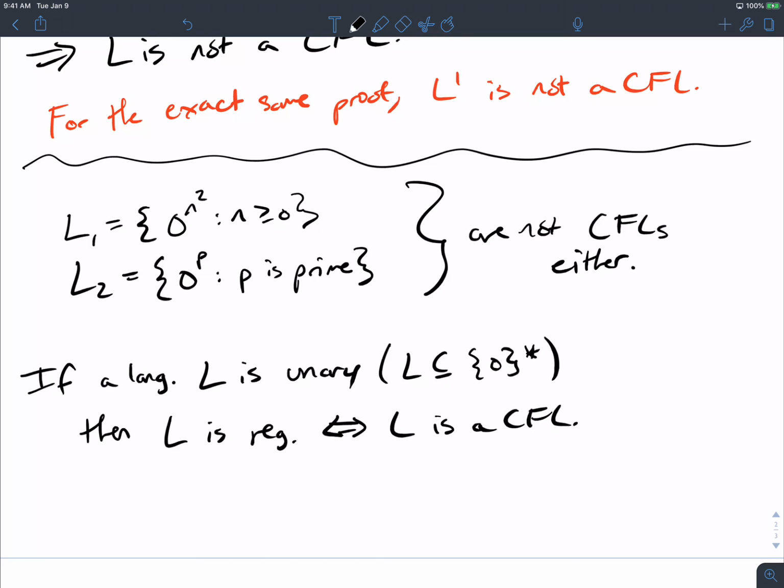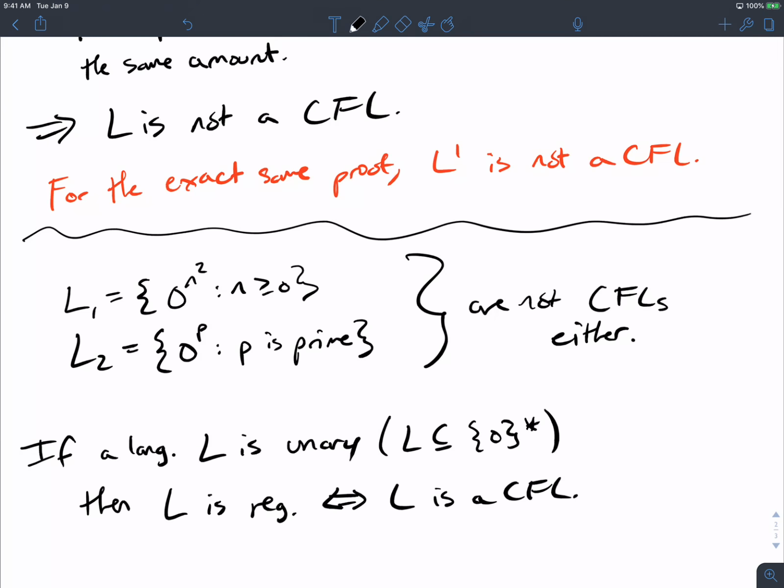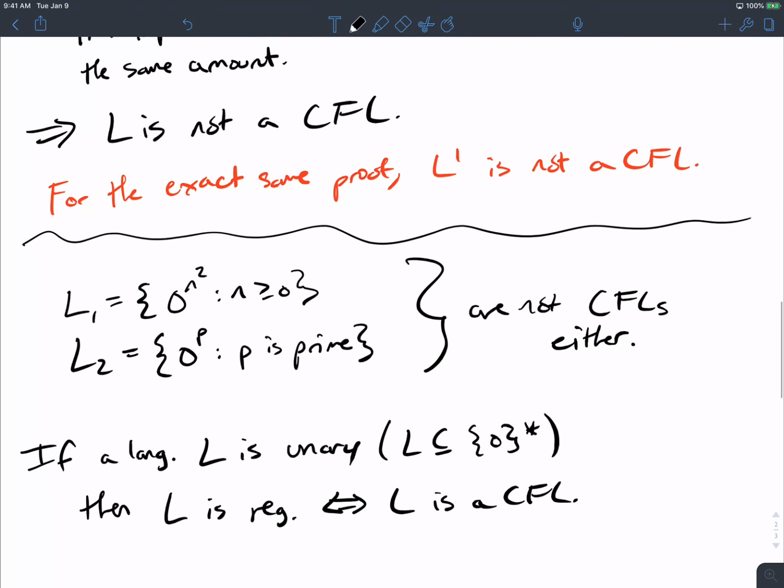So why is this true? I'm just going to sketch it. And I don't expect you to know this. I'm not going to test you on it at all. But it's just interesting to note. So why is this true?